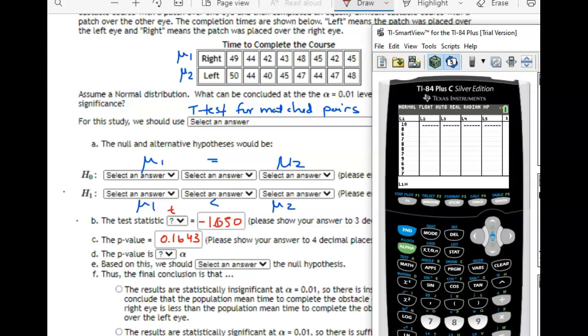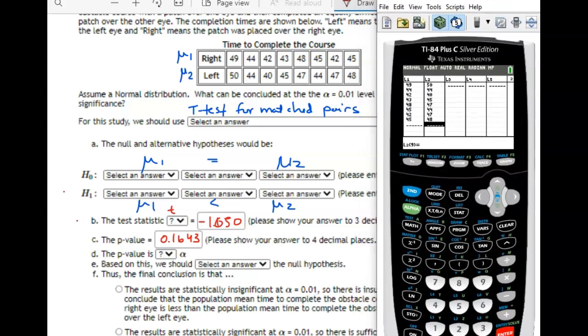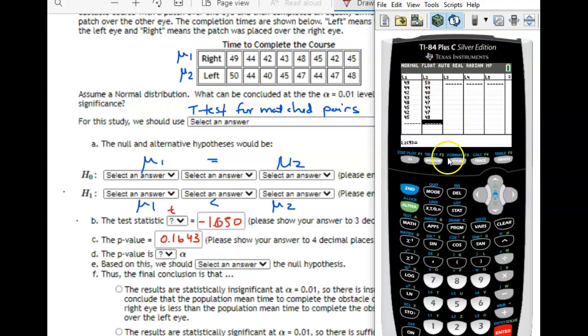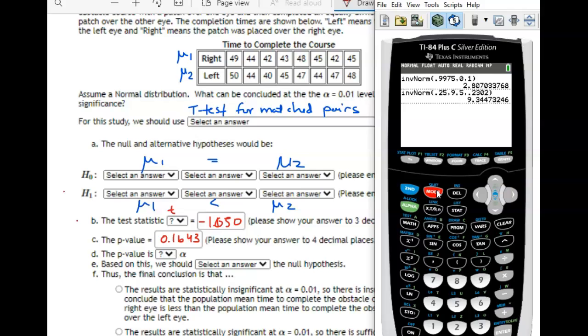Clear and enter. Alright, so we gotta type in 49, 44, 42. Alright, here we go. So the data is all typed in the first and second columns. Now you want to do 2nd Mode to quit, go back to the initial screen, then we go back to Stat and to Tests.